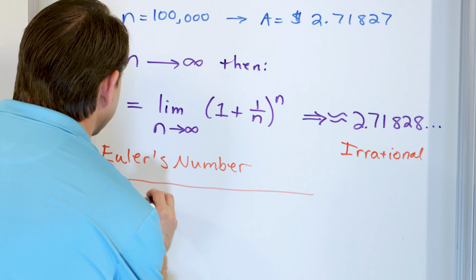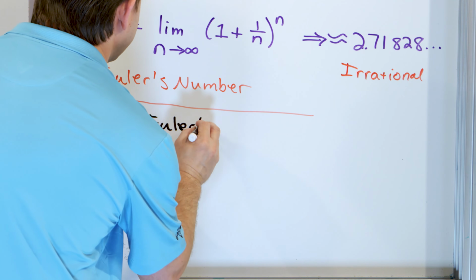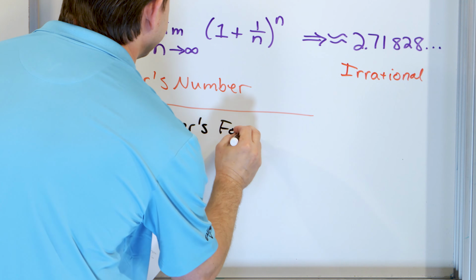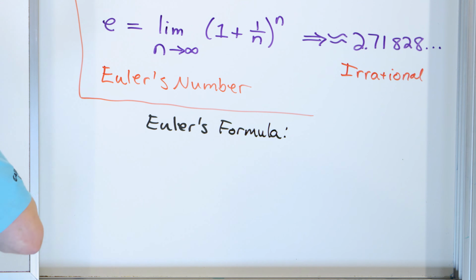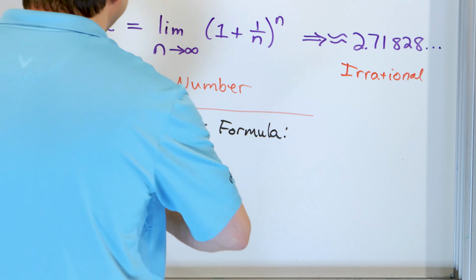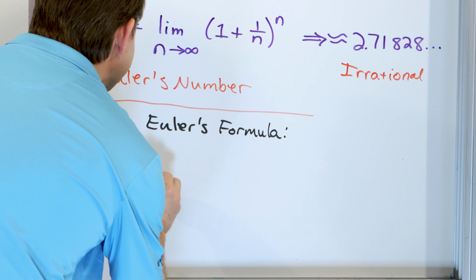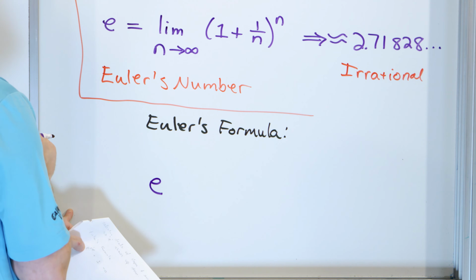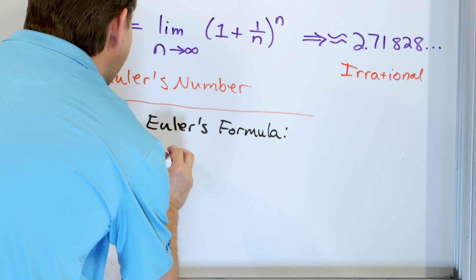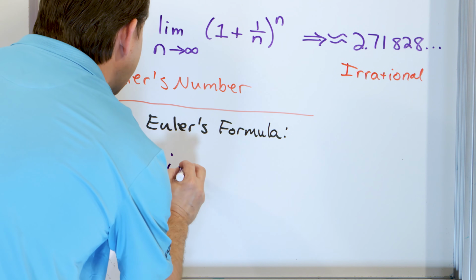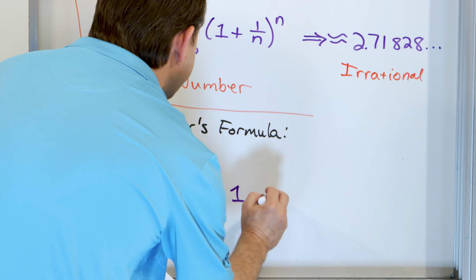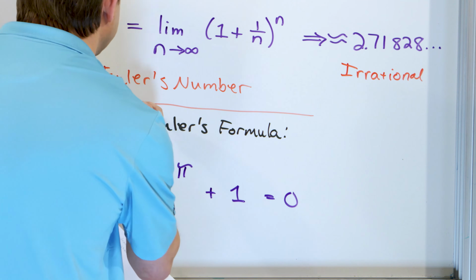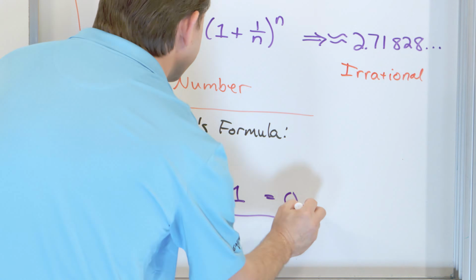It's called Euler's formula. We're not going to study it, but we're going to look at it. Okay? Euler's formula is the following. E, that beautiful number e that we just learned, to the power of i, which is the imaginary number i, times pi, plus the number 1 is equal to 0. This is called Euler's number.